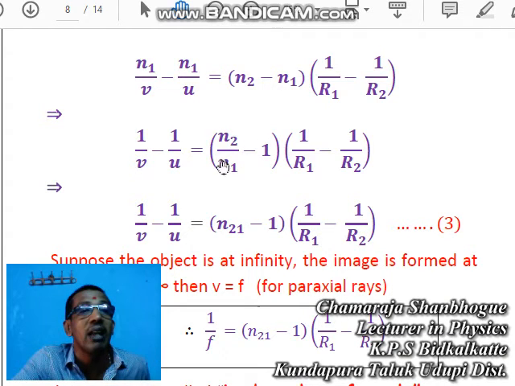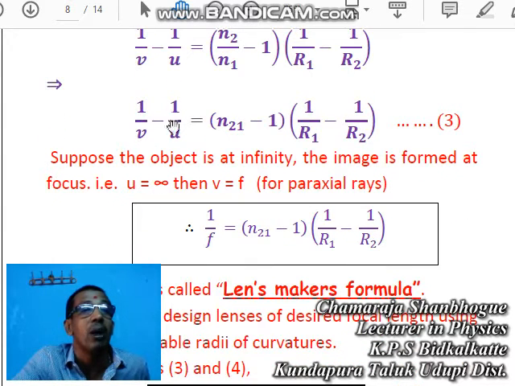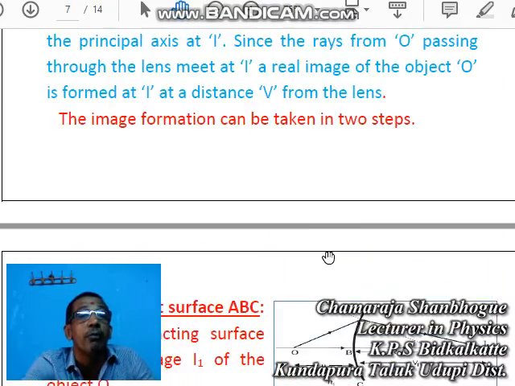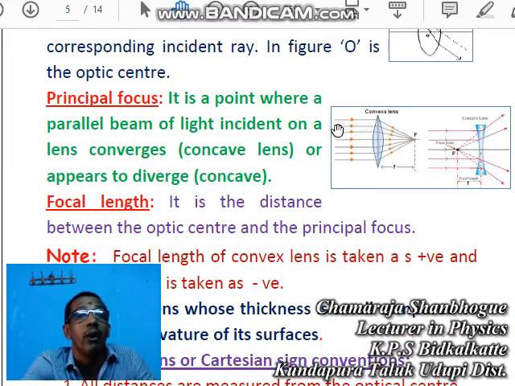n2 by n1 can be written as n21, or refractive index of second medium with respect to first medium. 1 by v minus 1 by u is equal to n21 minus 1 into 1 by r1 minus 1 by r2. Suppose the object is at infinity. We assume that the object is not at a finite distance, it is at infinity. Then we know image is formed at f, because here object at infinity means the incident rays are parallel, they come to focus at the principal focus, which is nothing but at a distance of focal length.